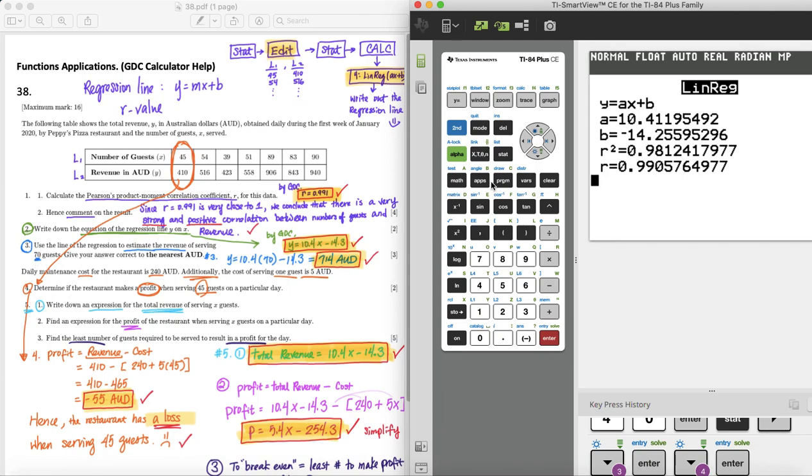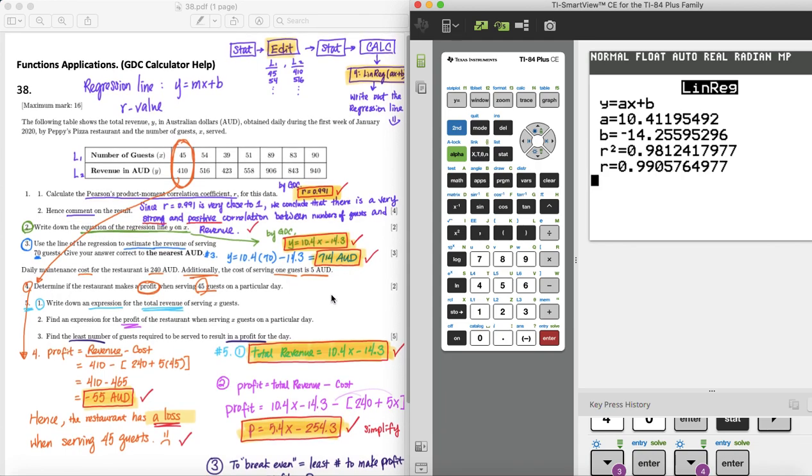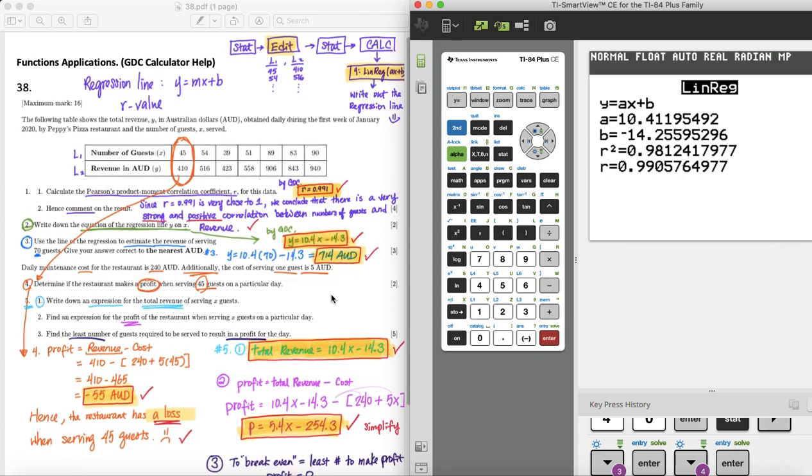Use the equation we just figured out to estimate, so plug it in. Now we have the x value, it's equal to 70. Plug it in and you will get the final perfect answer. And that's it. Okay, I do want to talk about 4.